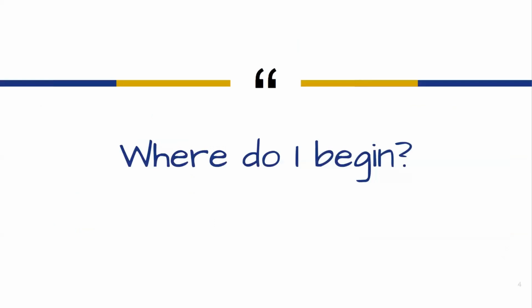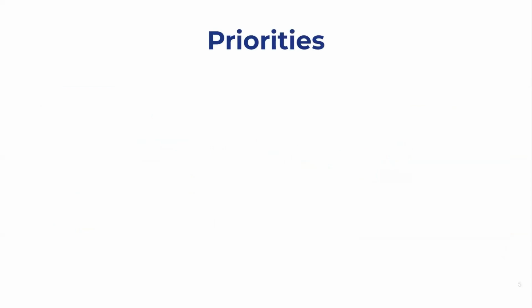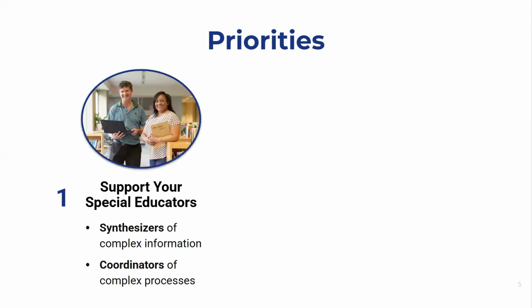You may be wondering where to begin, especially if these responsibilities are new to you. Even if you are new to IEP team involvement, centering two priorities will increase the effectiveness of your participation on the team. The first priority is to support your special educators. Ensure that your contributions and actions are in service of their ability to synthesize complex information for a very diverse set of collaborators, and also their ability to coordinate complex processes in service of student outcomes.